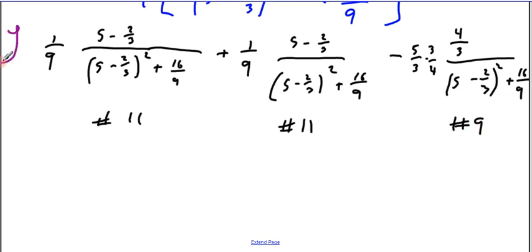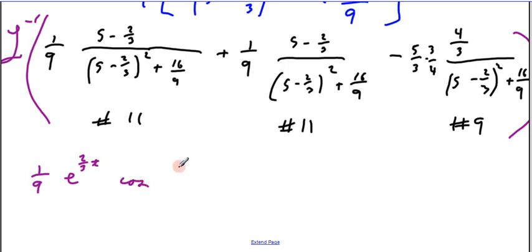And I'm going to take the inverse Laplace transform of all that I see. And I'm going to have 1/9 e to the 2 over 3 t cosine, number 11.